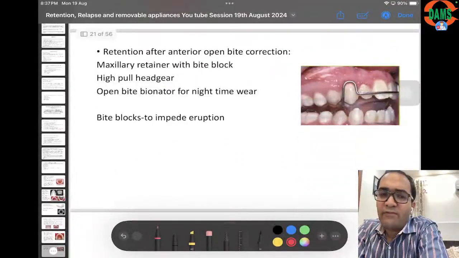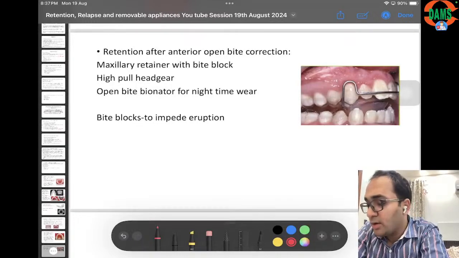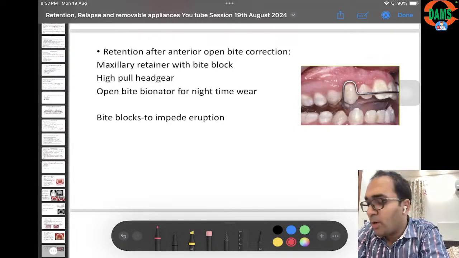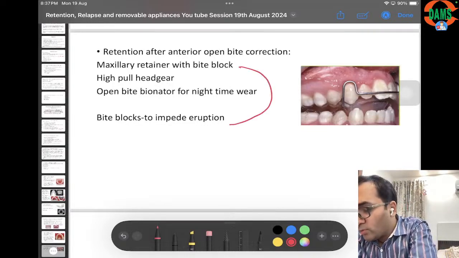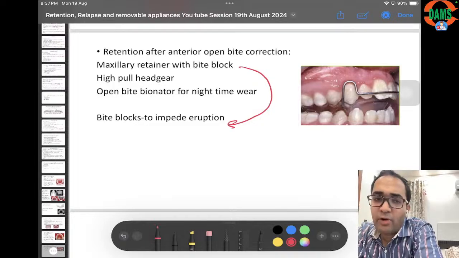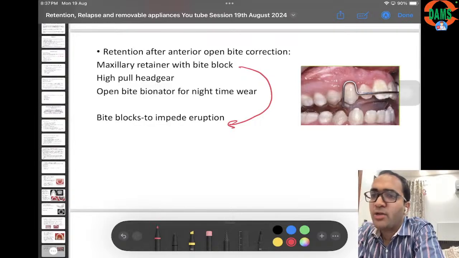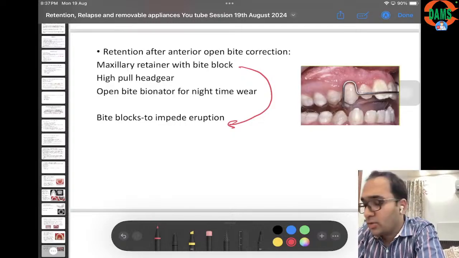Next is retention after anterior open bite correction. So a maxillary retainer with bite block, along with the high pull headgear. Or lastly, we can give an open bite bionator to the patient to wear at night time. So what does the bite block do? Posterior bite block impedes eruption of the premolars. So if premolars and molars do not erupt, then the anterior open bite will not relapse. Okay, so this is an image.